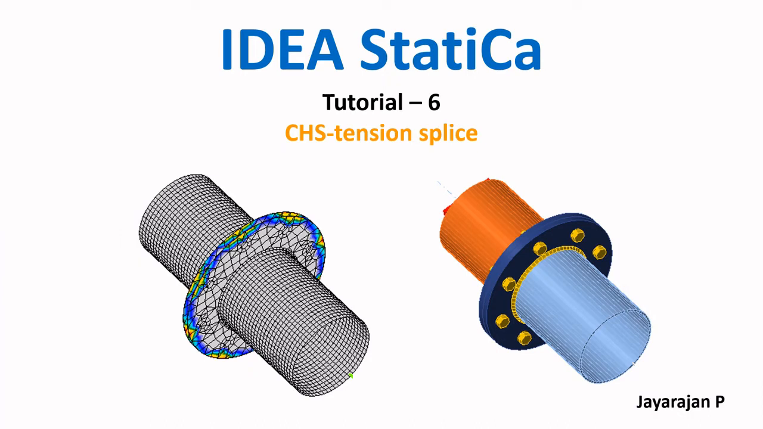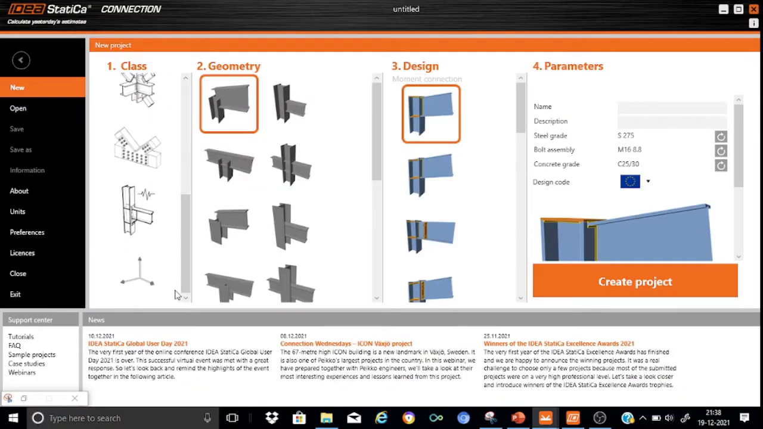I am Jayarajan P. This is tutorial number 6. Here I will demonstrate how to model and design a circular hollow section CHS tension splice. So let us start Idea Statica tutorial number 6. Let us start from a blank project.